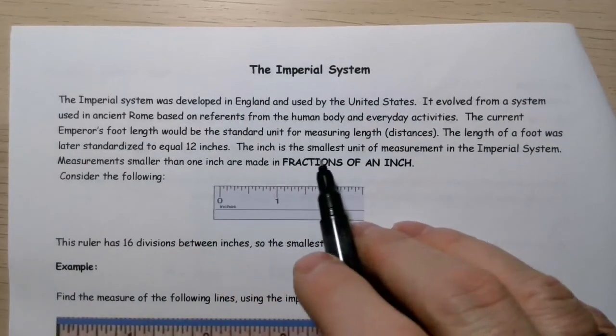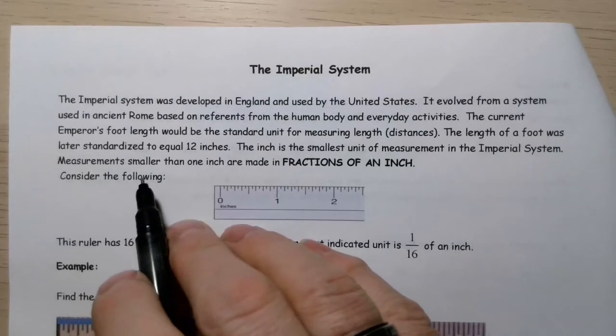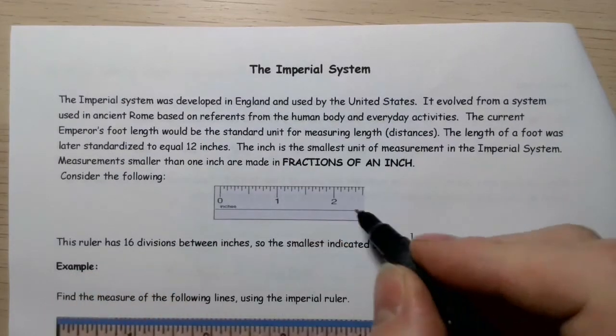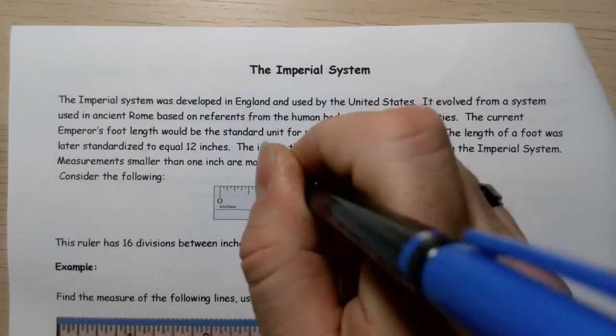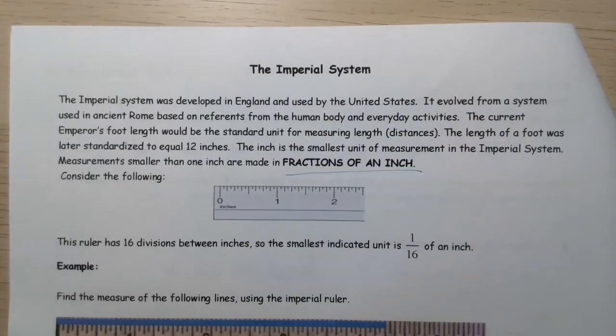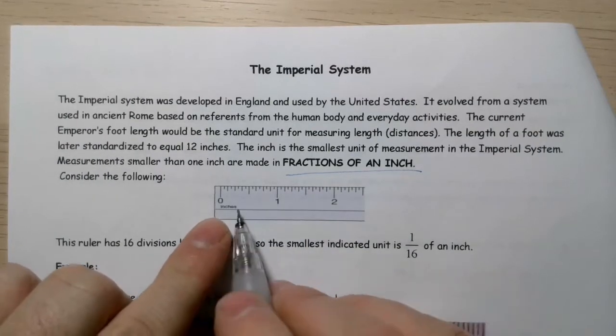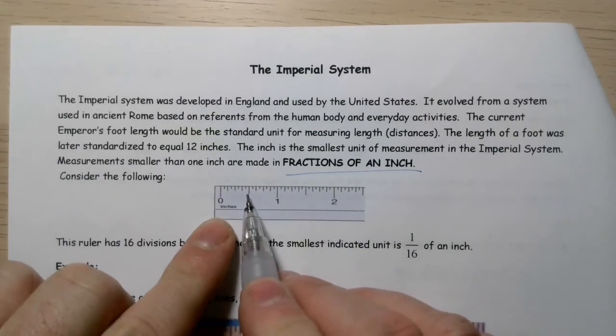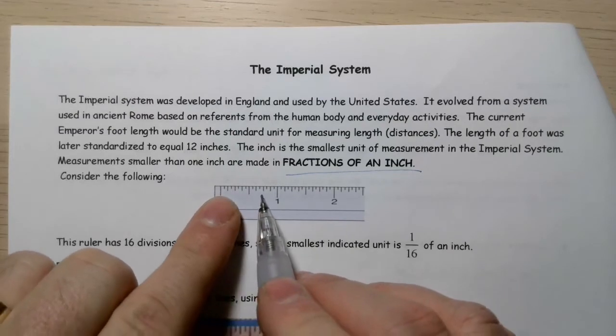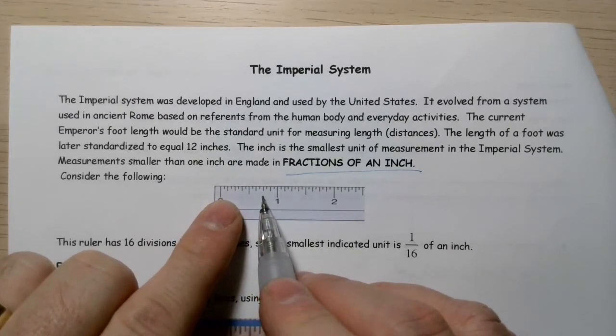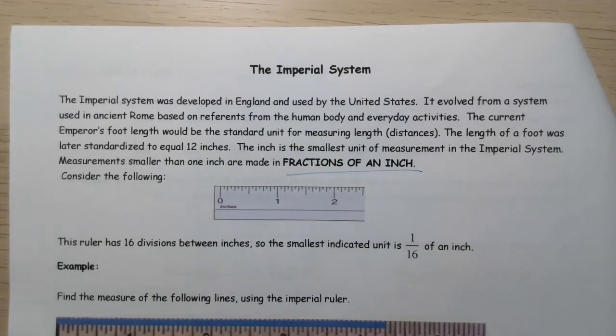The inch is the smallest unit of measurement in the imperial system. Measurements smaller than 1 inch are made in fractions of an inch. Okay, fractions of an inch, and that's an important thing to bear in mind here. So frequently, when you see a ruler in the imperial system, what you'll see is 1 inch, and then you'll see a longer little line here, which cuts it in half. The longer lines here usually cut it into quarters, and then eighths, and then sixteenths.